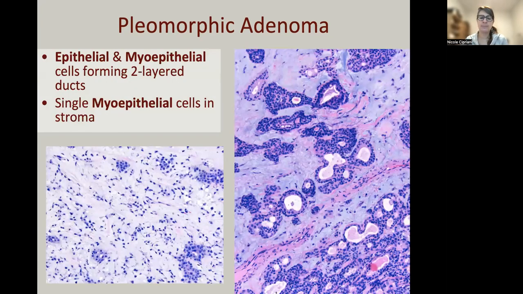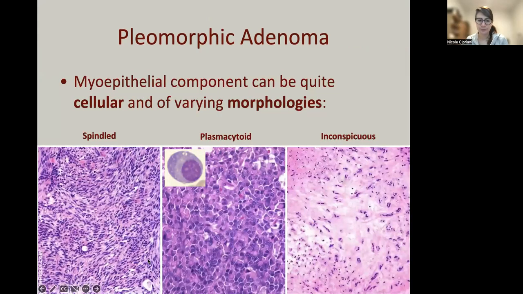PA is defined by its biphasic nature, being epithelial and myoepithelial cells forming these bilayered ducts. So you can see here an inner luminal layer and an outer myoepithelial layer. And then in the background, this myxoid stroma. Occasionally, you have these very small individual myoepithelial cells that kind of percolate through the myxoid stroma.